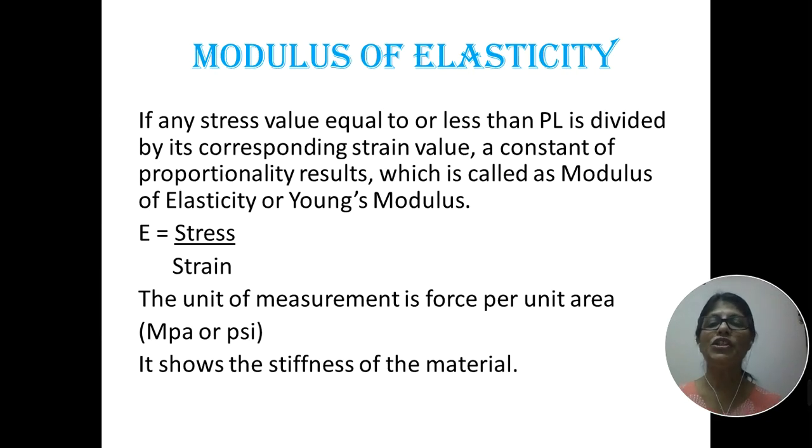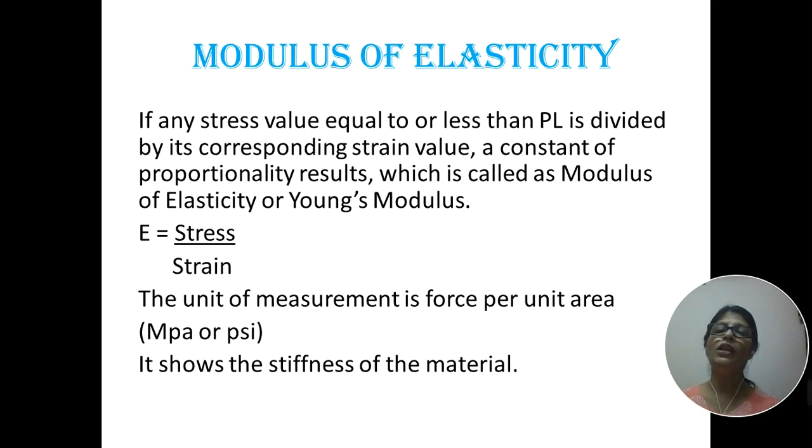Now, coming to the ratio of stress and strain, which is called the modulus of elasticity. If any stress value equal to or less than the proportional limit is divided by its corresponding strain value, a constant of proportionality results, which is called the modulus of elasticity or Young's modulus. It is represented as E, that is stress upon strain. The unit of measurement is force per unit area, megapascals or pounds per square inch. Now this shows the stiffness of the material.